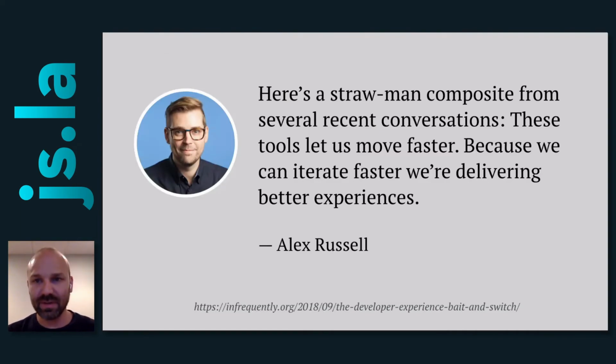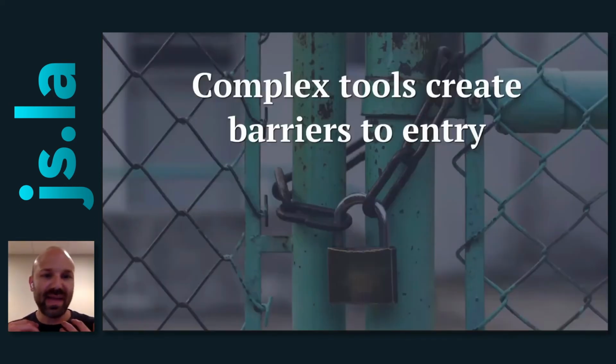Alex Russell is a developer on the Google Chrome team. And in 2018, he wrote an article called The Developer Bait and Switch, where he talked about a straw man argument he often ends up running into with people when talking about frameworks. And it goes a little something like this. These tools let us move faster. And because we can iterate faster, we're delivering better experiences. And that ability to move faster and work better is probably true for some developers, but not everybody.